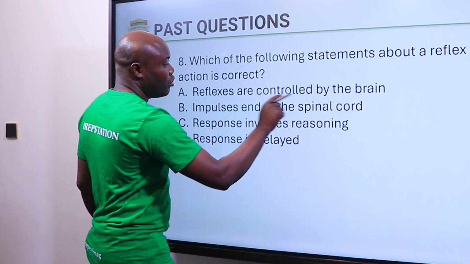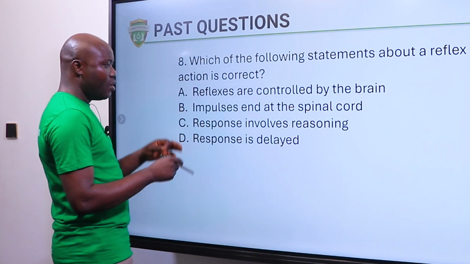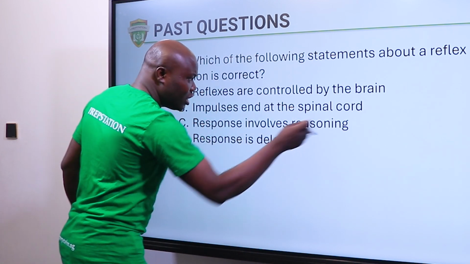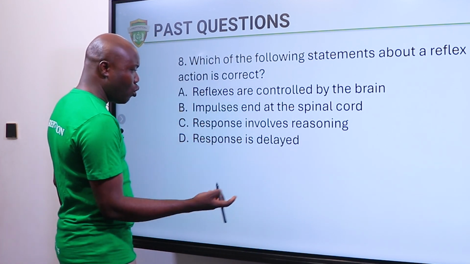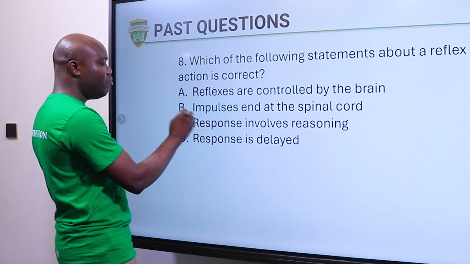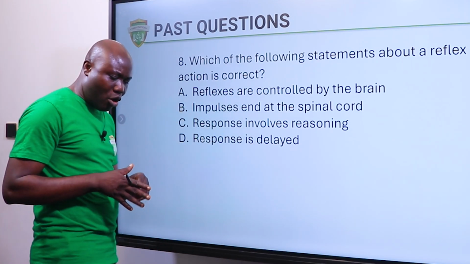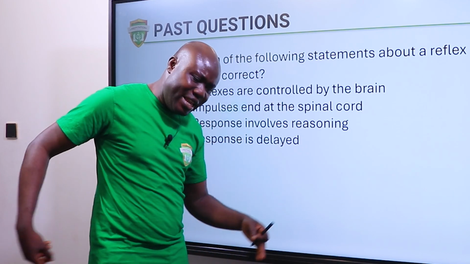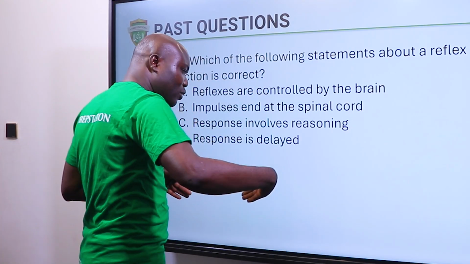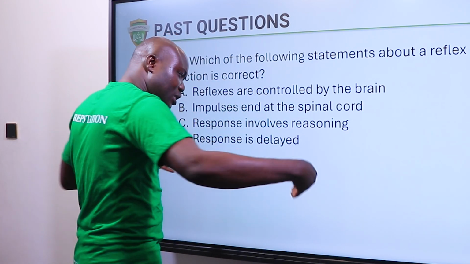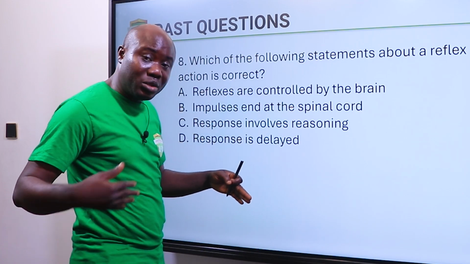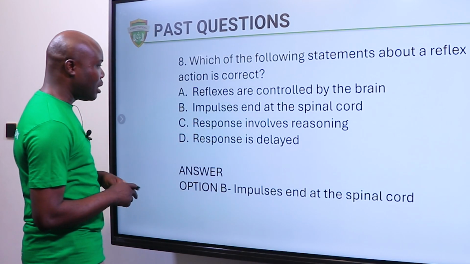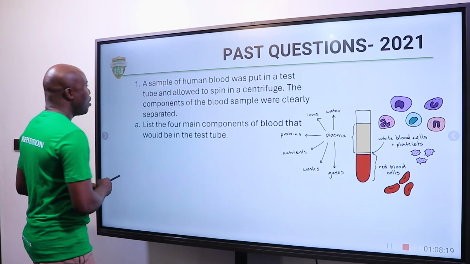Reflexes are controlled by the brain. No, they don't even get to the brain. Impulses end at the spinal cord. Responses involve reasoning. You don't reason. Responses is delayed. No. So the answer for this question is B, because they end at the spinal cord. Why? When the afferent neuron is bringing it, by the time it gets to the spinal cord, it switches back to the relay neuron that will now transmit it back to the motor neuron. That will take it to the effector organs. So our answer is B. Yes, we are correct.